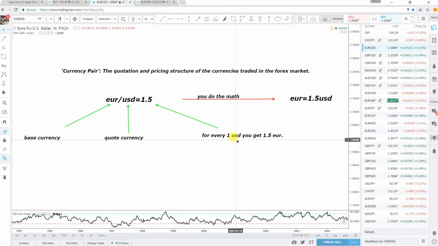you're traveling to, for example, Europe. You're an American traveling to Europe and you have a dollar. If you want to exchange, you will get 1.5 euro for the dollar that you have in your pocket. This is the exchange rate. For every dollar that you have, you will get 1.5 euro. So in general, this is all the things that you have to know about currency pair.